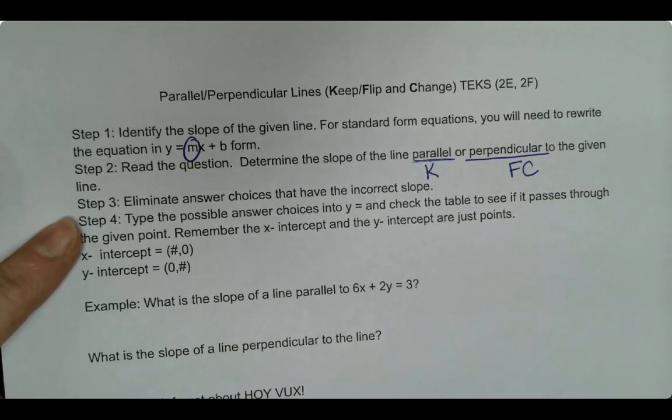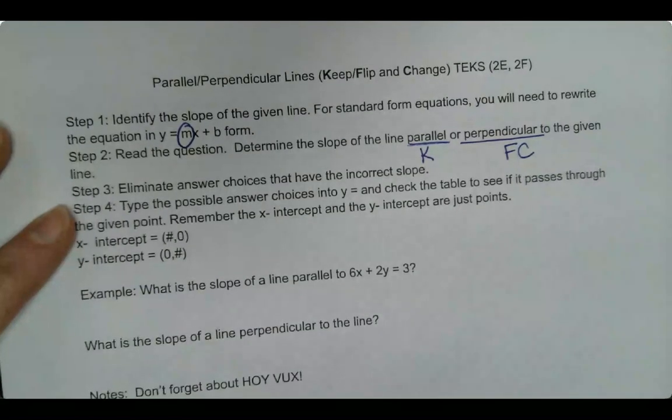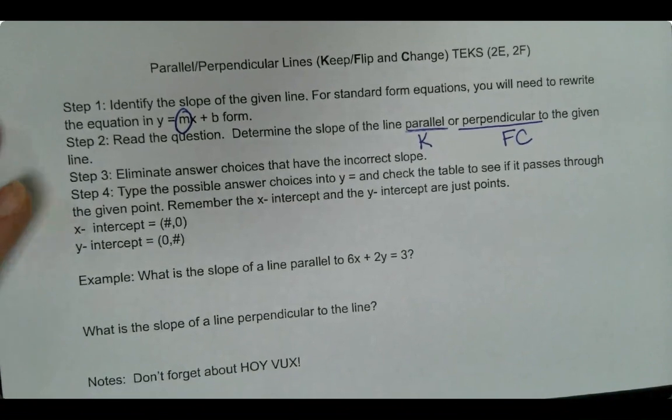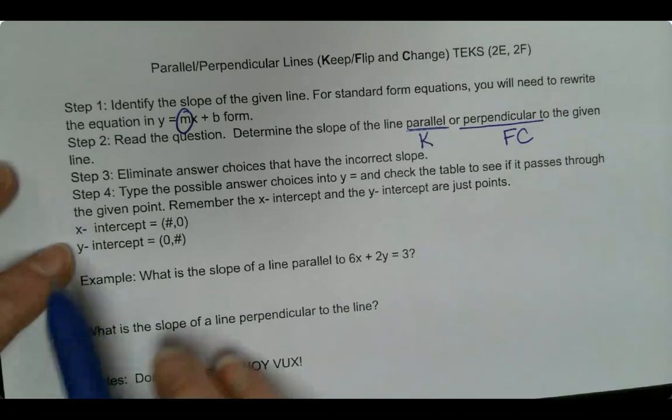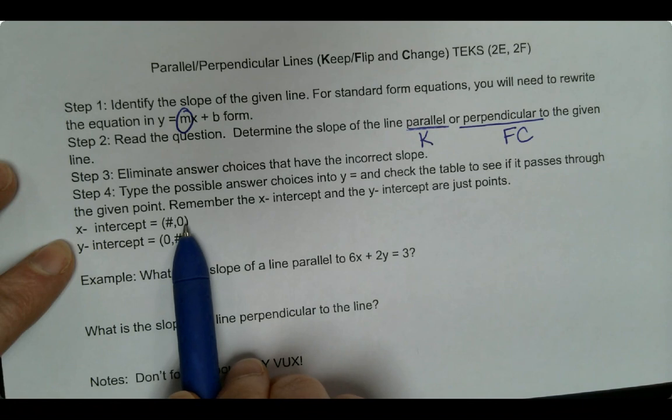Then, step four, we can use our calculator. Type the possible answer choice into y equals. Check the table to see if it passes through the given point. Remember, the x-intercept and the y-intercept are just points, or you can look at it on the graph. But the x-intercept is a number, comma, 0.